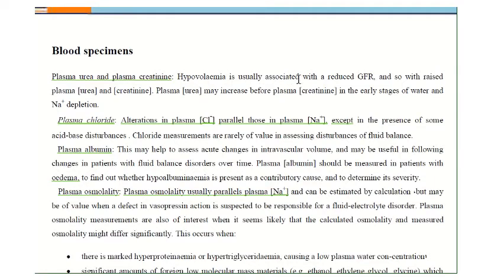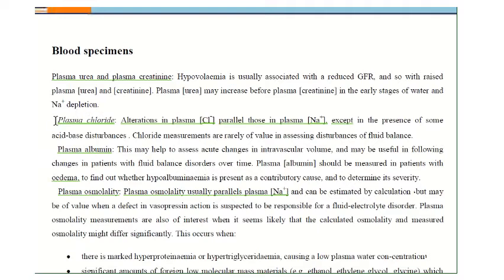Hypovolemia is usually associated with a reduced GFR and so with raised plasma urea and creatinine concentrations. Plasma urea concentration may increase before plasma creatinine concentration in the early stages of water and sodium depletion.